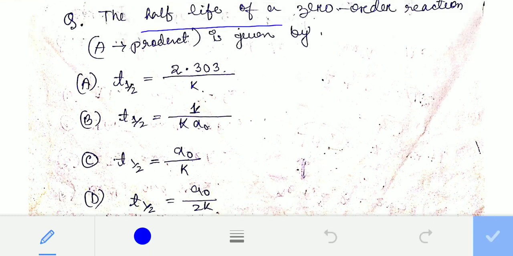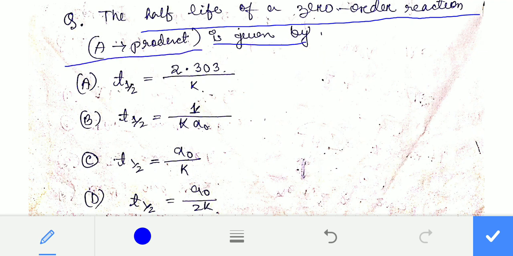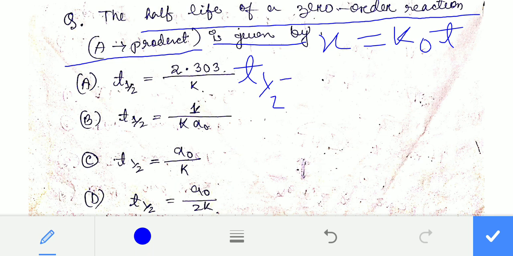The half-life of a zero-order reaction, that is A goes to product, is given by? So the integrated rate equation for a zero-order reaction, we can write x is equal to k naught t, right? This is the integrated rate equation for a zero-order reaction, where x is the product concentration at time t, and k naught represents the rate constant for zero-order reactions. So at half-life period, we can write t is equal to t half, right?